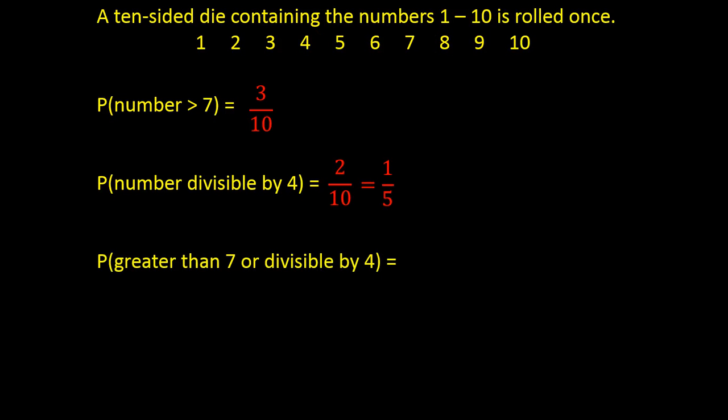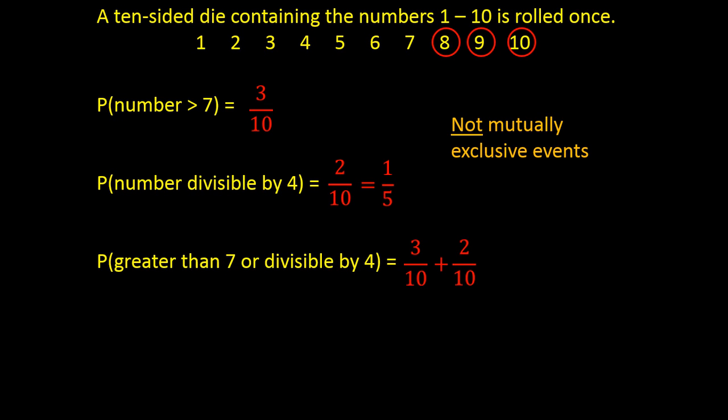So what if we ask for the probability that we have a number greater than 7 when we roll, or a number that's divisible by 4? Well, you may think, let's just add those probabilities together. So 3/10 plus 2/10 is 5/10. Well, that's not quite right, because these two events, getting a number greater than 7 and getting a number divisible by 4, are not mutually exclusive events. There's some overlap in the two events.